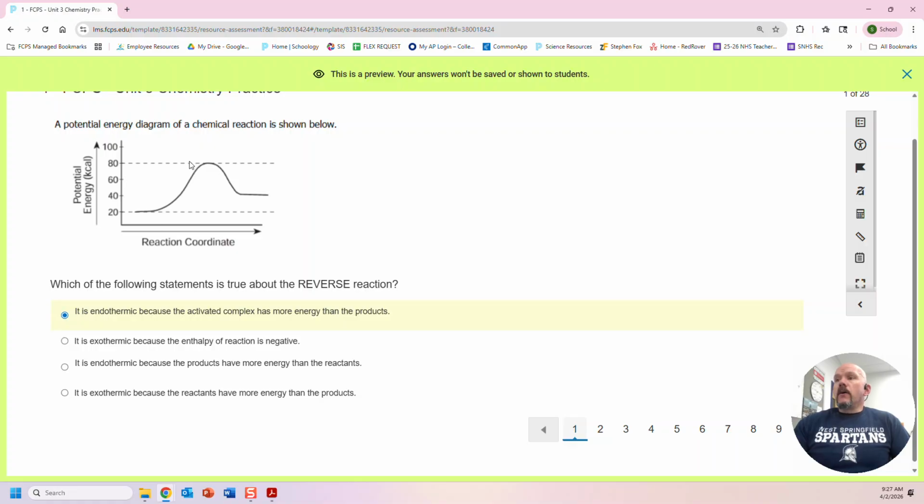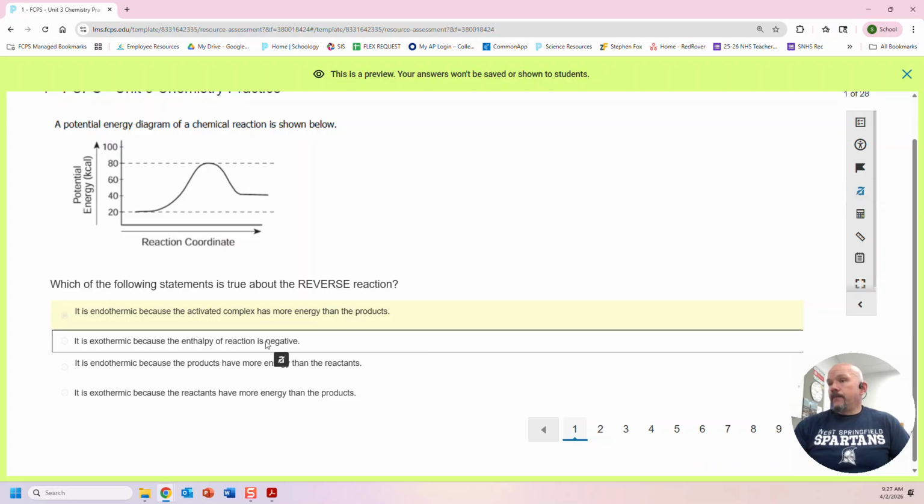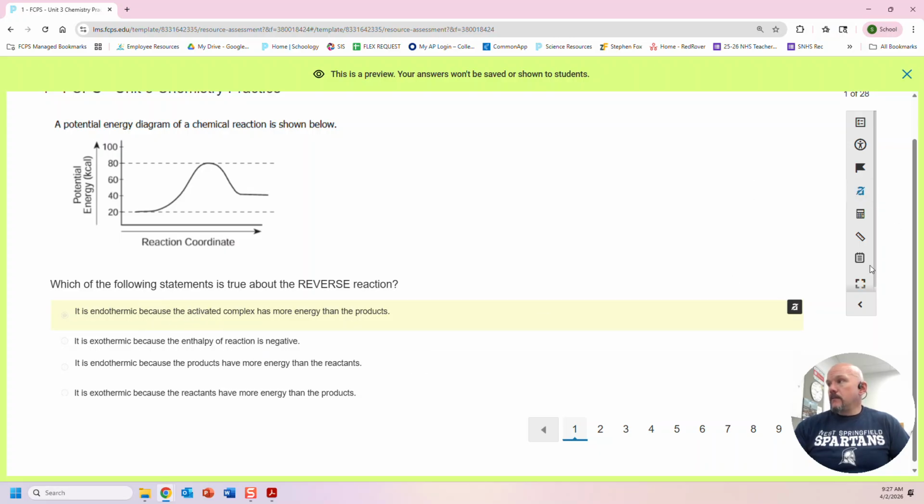All right. So again, this top of the hill is the activated complex. That's not the answer. The reverse reaction, we know right away it's exothermic. So we can cancel out that choice, I think, right?